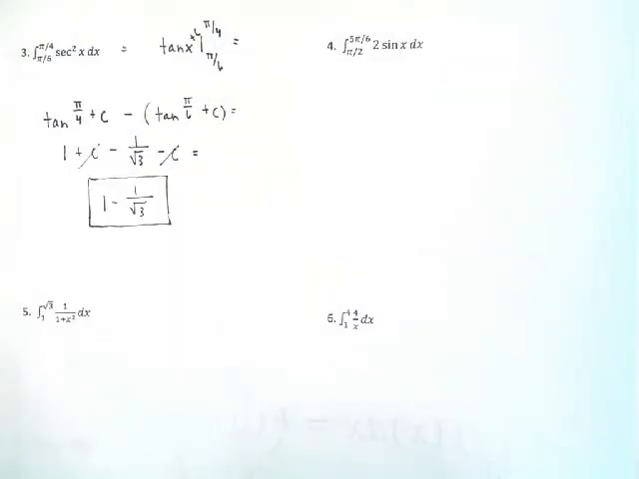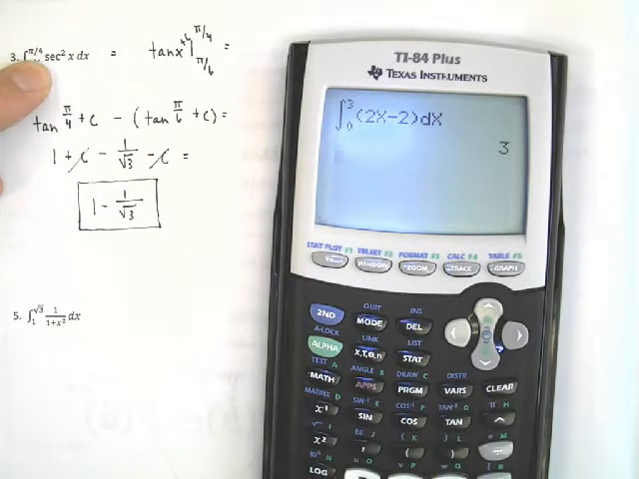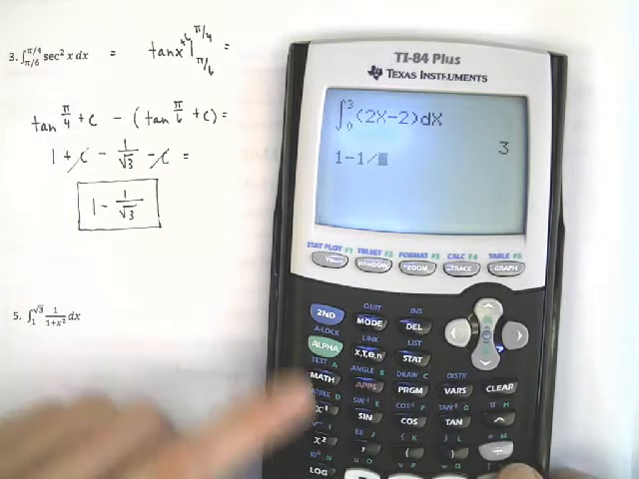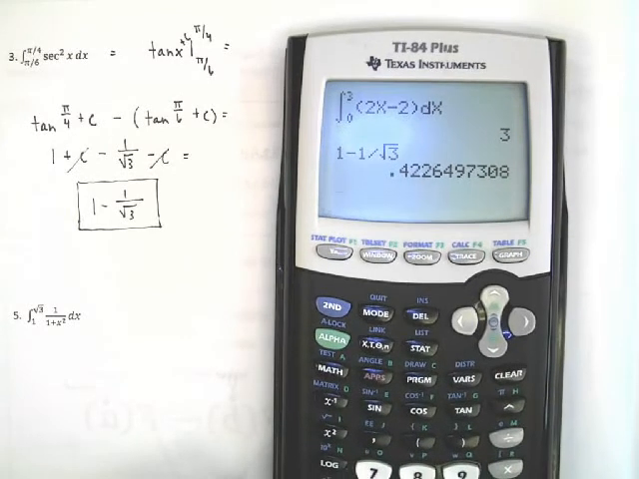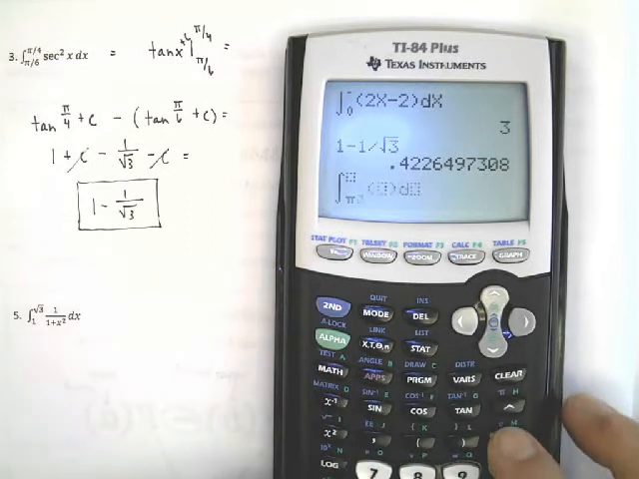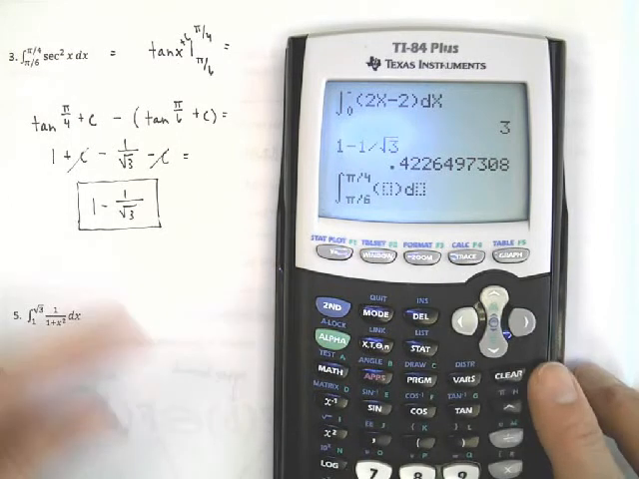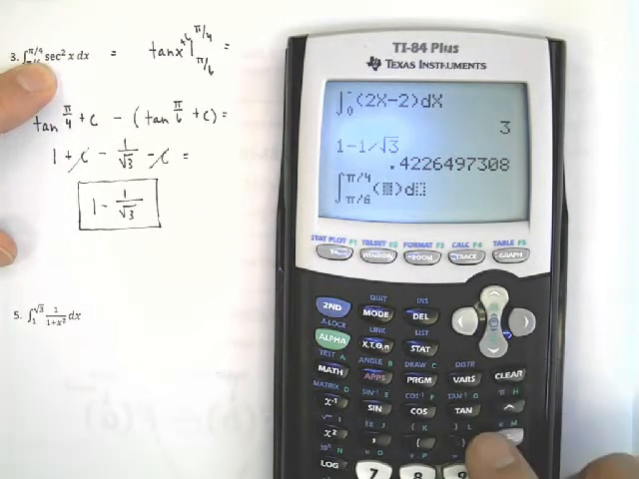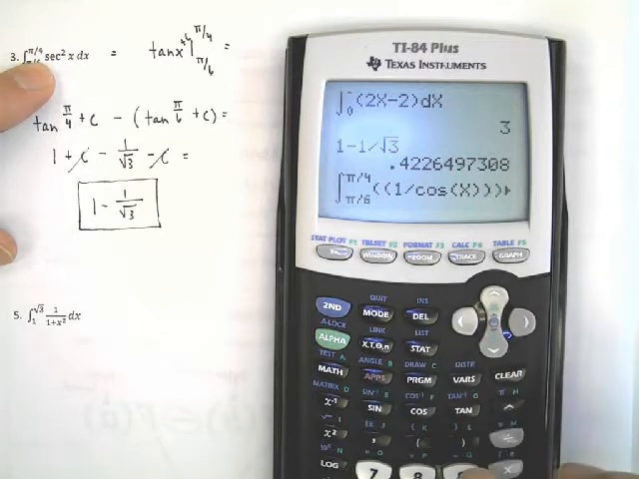Now again, if I were feeling unsure of myself, this one might be a good one to check in my calculator. I do have to be a little careful because I have this secant squared. So 1 minus 1 divided by square root of 3 should be about 0.423. Let's do the integral. So math 9, I have from pi over 6 to pi over 4. Now secant is 1 over cosine. So I have 1 over cosine of x, and then I have to square that.